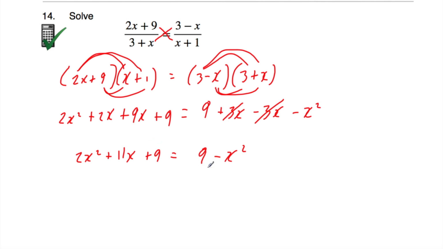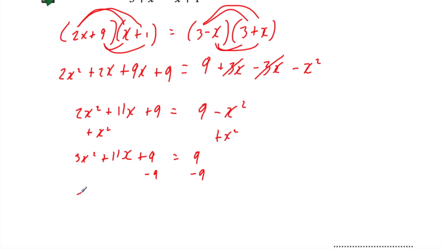So let's make a quadratic equaling 0 here. Let's get the right hand side to equal 0. I'm going to add x squared to both sides of the equation to get rid of that minus x squared. So the left hand side would become 3x squared plus 11x plus 9, just adding 1x squared to the 2x squared. And then we added x squared to get rid of that minus x squared, so that equals 9. This is quite nice because now we can get rid of this 9 by taking away 9 from both sides. So the left hand side will just become 3x squared plus 11x, and that will equal 0.